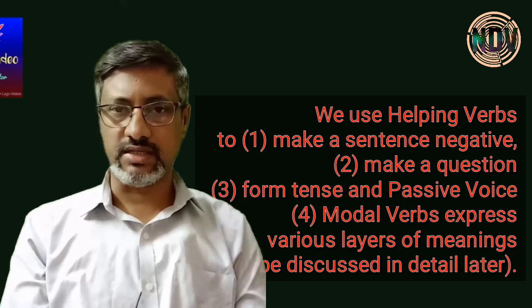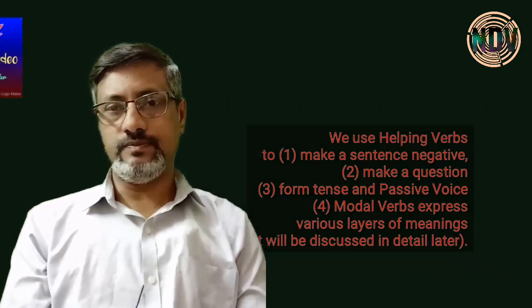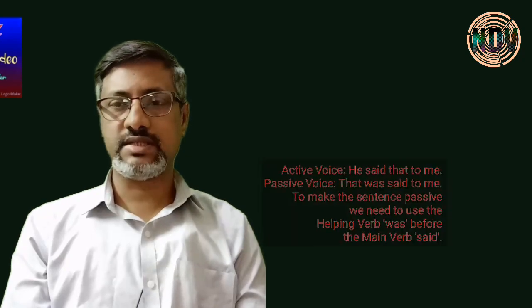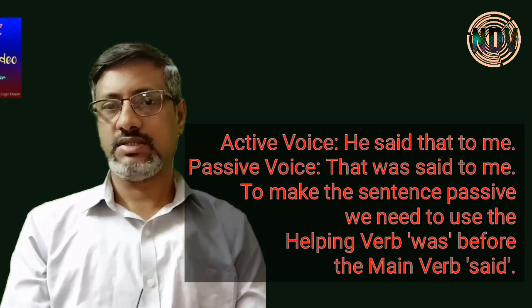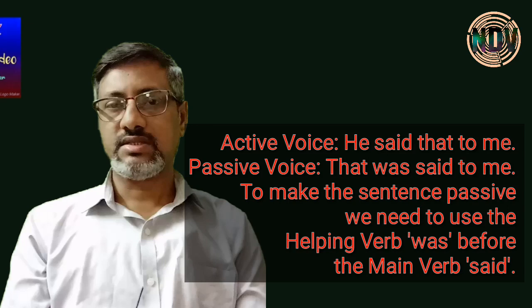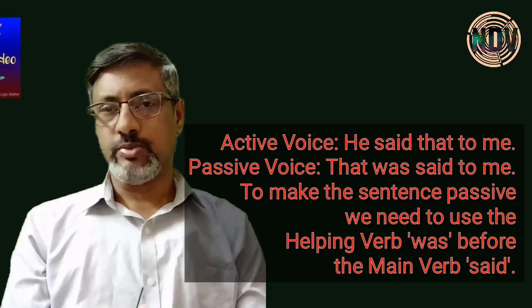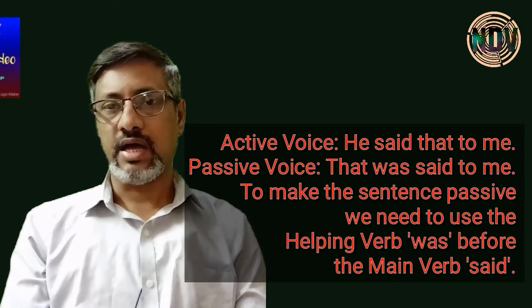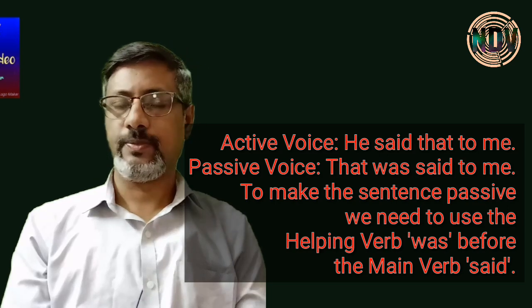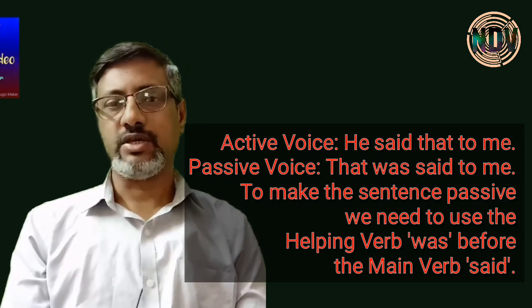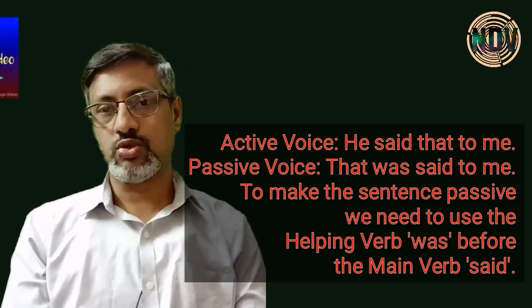Let us take one sentence. He said that to me. To make it passive, I have to say that was said to me. That was said to me, or I was told by him.